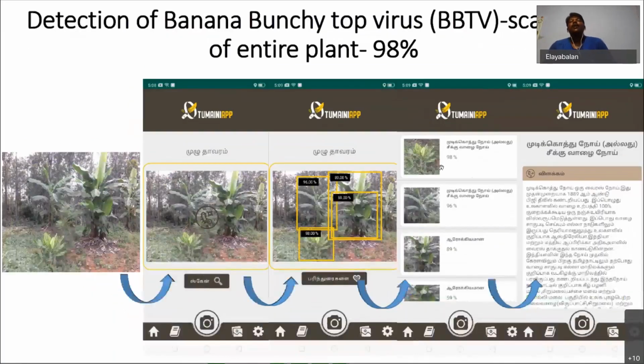Then the other major problem, viral disease. See the group of plants: you take the image, and it will tell whether the plant has bunchy top or not, and what percentage is affected. Even if the plant is 96% affected by viral disease, it gives the result, and the remaining plants are healthy, 89%, and where it needs to be controlled. So similarly, it gives the answer for the farm itself.